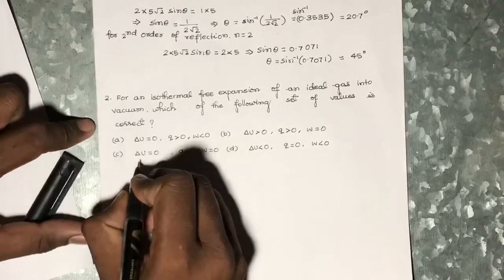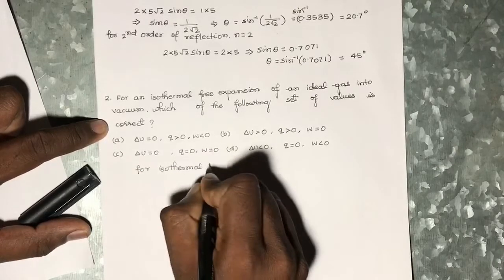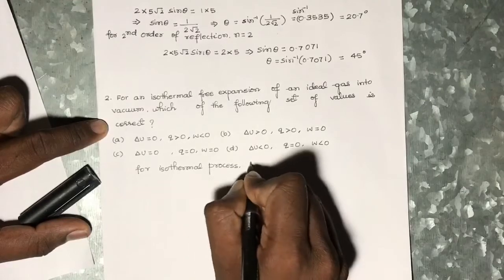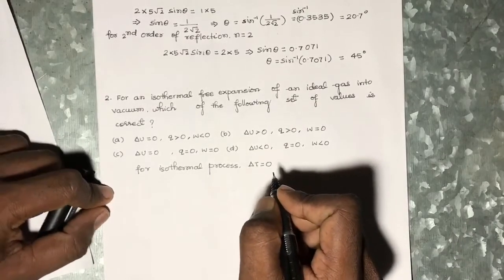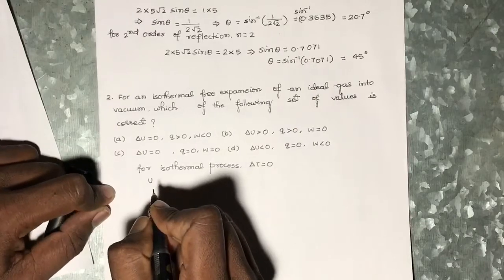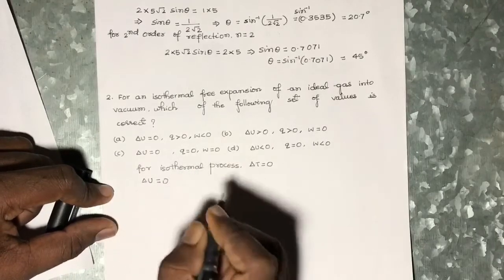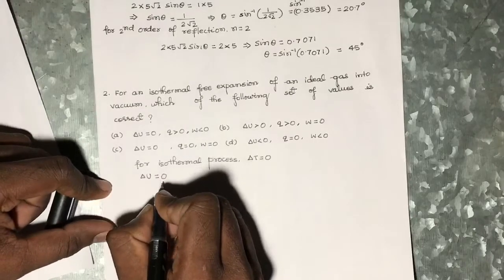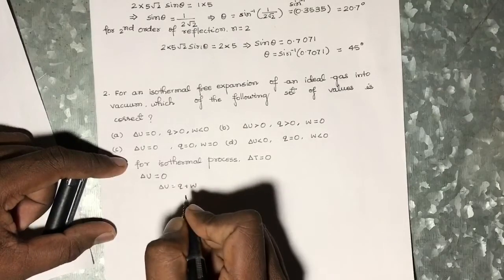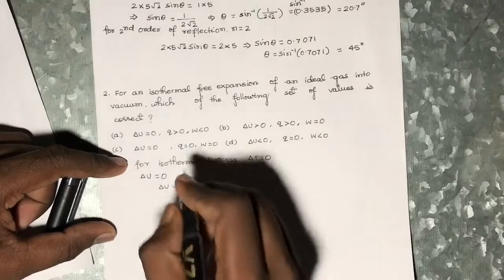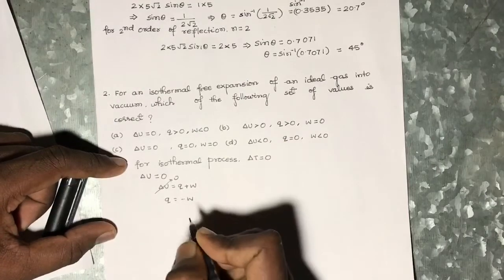So now, we know that for an isothermal process, delta T is 0, that is the temperature is constant here. And we know that for any ideal gas, internal energy U depends only on temperature and not on pressure or volume. So in this case, delta U will be equal to 0 if the temperature is constant. Now, from the first law of thermodynamics, we know that delta U equal to Q plus W, that is change in internal energy equal to heat exchange plus work done. And if the value of delta U equal to 0, then Q will be equal to minus W.